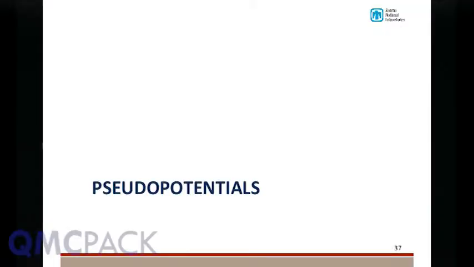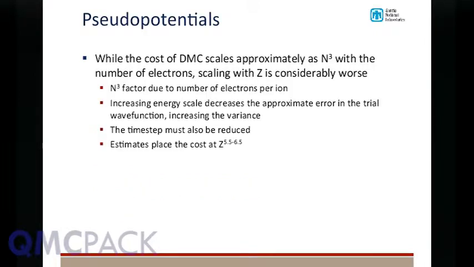All right, so now I'll talk a little bit about something that's not strictly solid state or condensed matter related, but it is very important in practice in doing the calculations, which is the use of pseudopotentials. The cost of DMC calculations scales kind of as N cubed. The wave functions that we use, like a Slater determinant, cost about N to the third to evaluate, with N the number of electrons. But the scaling with the charge of the ions is considerably worse. It's estimated to be kind of Z to the 5 to Z to the 6.5. And so you've got a factor of N to the third due to the fact that I'm increasing the number of electrons. So it's the same scaling.